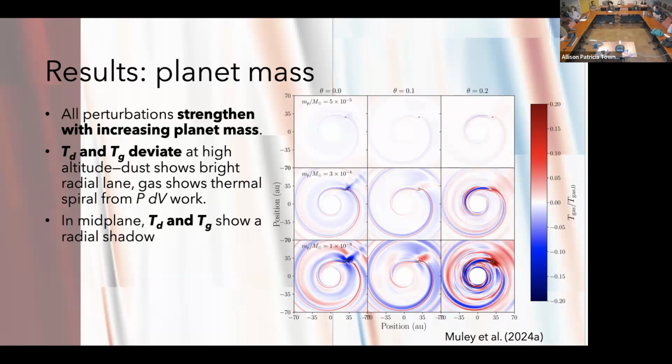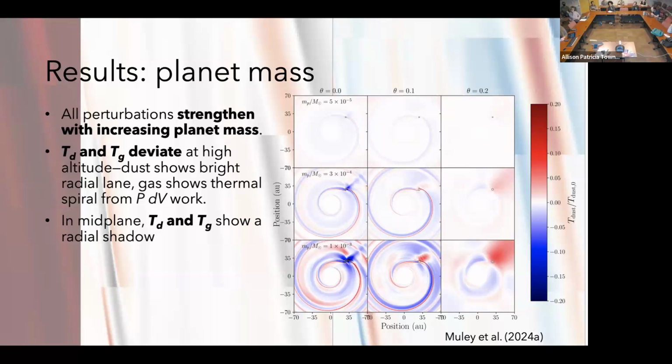Like I was saying, if you assumed the dust and the gas were perfectly coupled, you would not see these thermal spirals in the upper atmosphere. This observationally relevant feature is completely washed out.